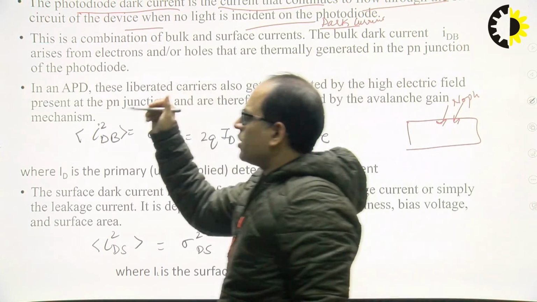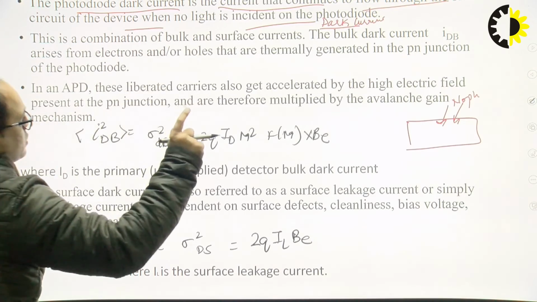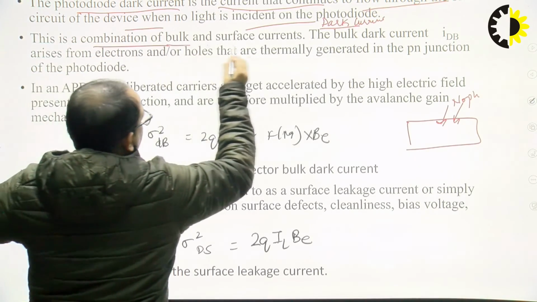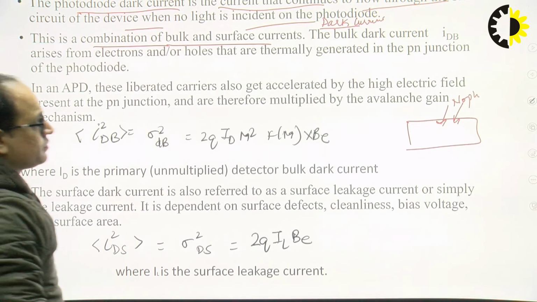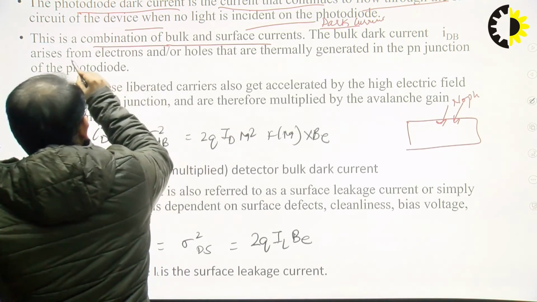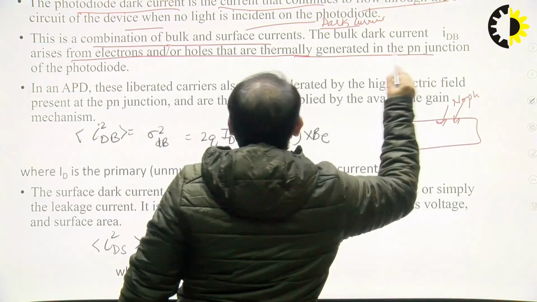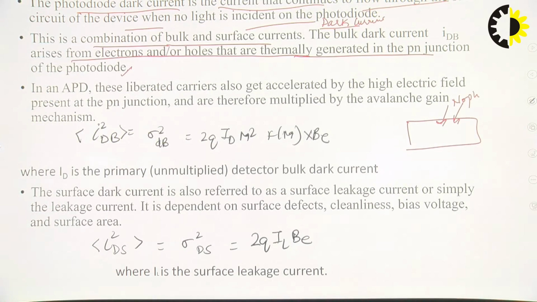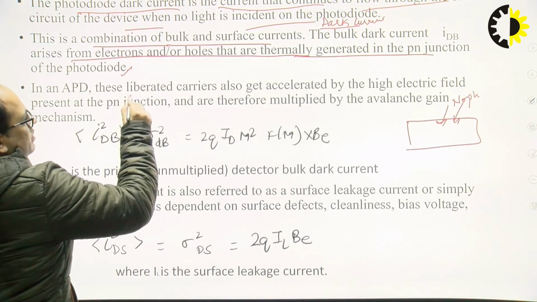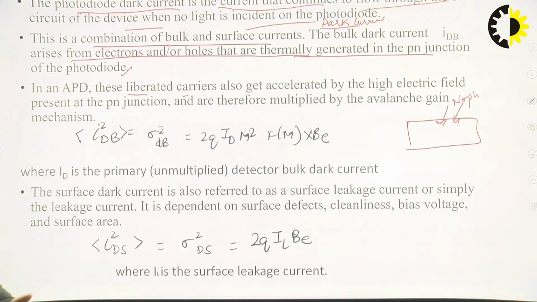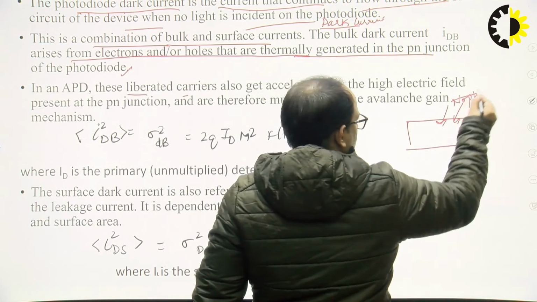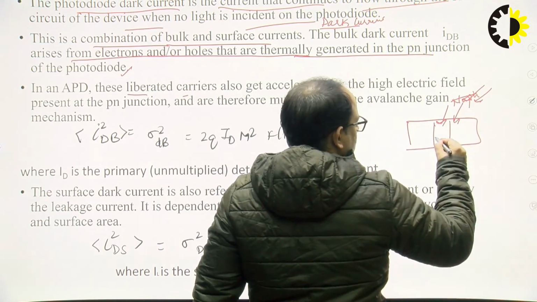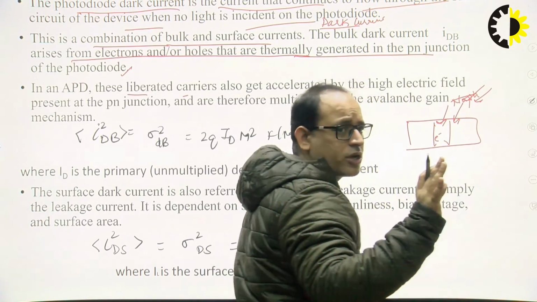This dark current noise is a combination of two: the bulk and the surface current. This dark current noise arises from the electron hole pairs that are thermally generated in the p-n junction of the photodiode. Clear? Now see, in an APD, these liberated carriers also get accelerated by the high electric field and are therefore multiplied by the avalanche gain. Means, initially photons enter on it and it creates an electron hole pair. Clear?